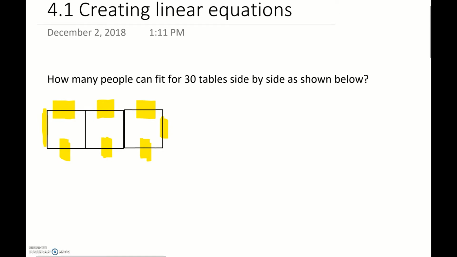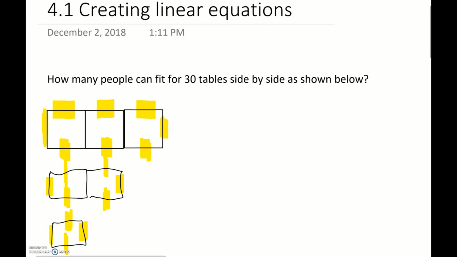Now as we go, we can just imagine some smaller, like less tables and see what that looks like. So 1, 2, 3, 4, 5, 6. At this one, 1, 2, 3, 4. So here we have, let me do a different color. If we have one table, 4 people, 2 tables, 6 people, 3 tables, 8 people. So we can see a pattern.